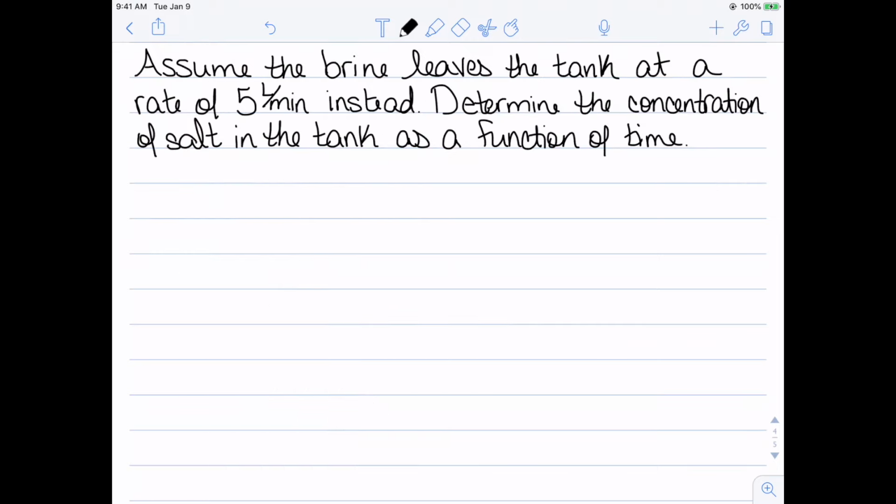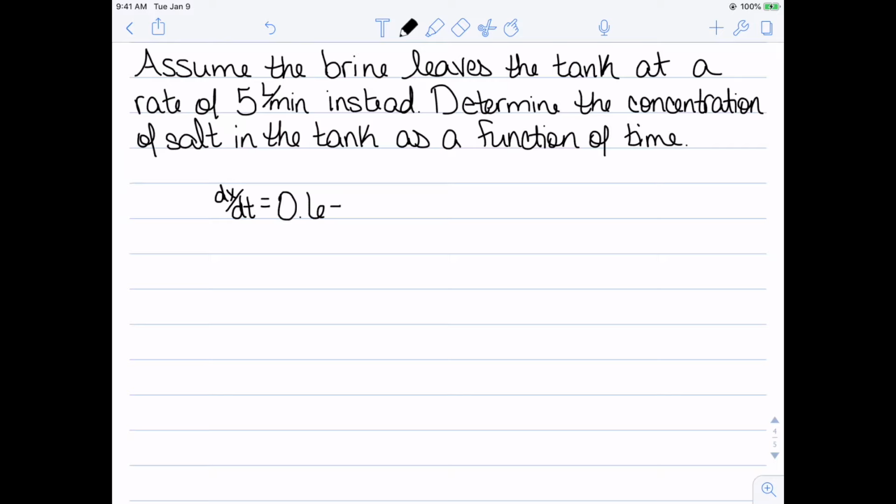I'm now going to do the same problem, but this time we're going to assume that the brine leaves the tank at a rate of 5 liters per minute instead of 6. We want to determine the concentration as a function of time. Since we're not changing anything about the water coming in, our input rate is still the same, and we just need to consider the output rate.